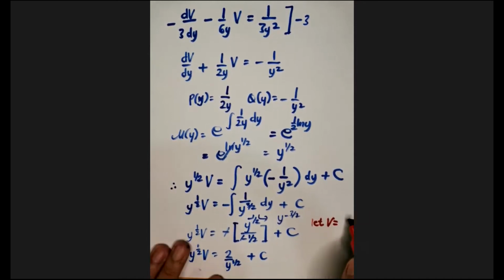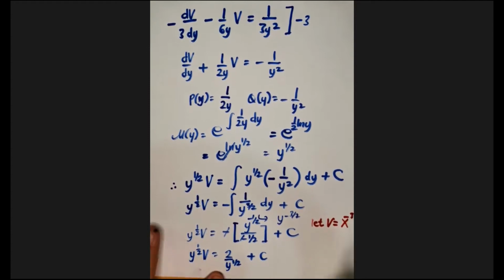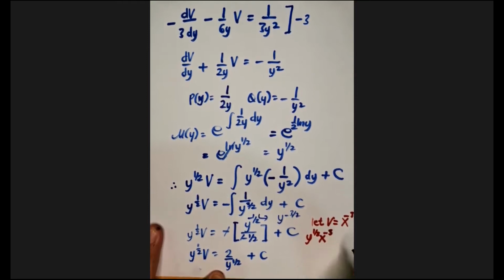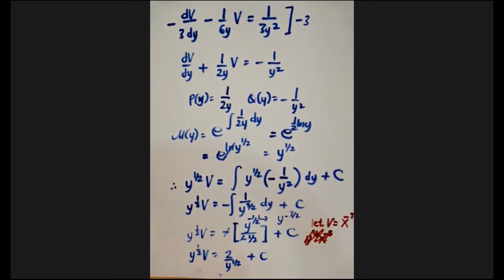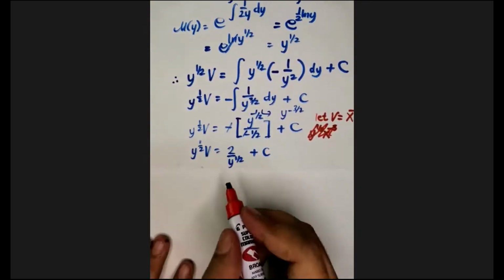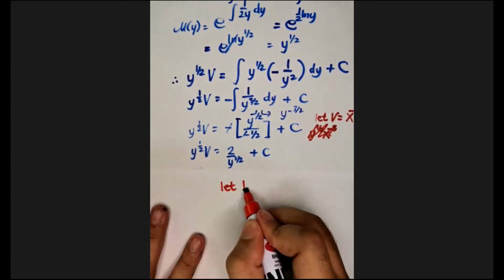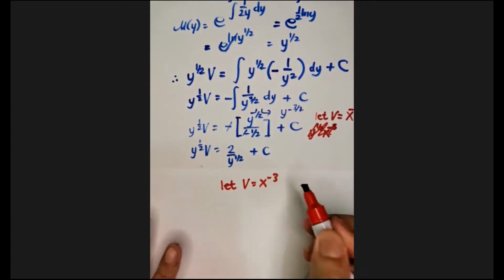Yeah, that's x raised to negative 3. So y raised to 1/2 times x raised to negative 3. We have no choice. Okay, let's do it here. So we let v is equal to x raised to negative 3.